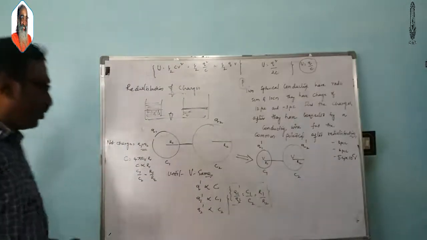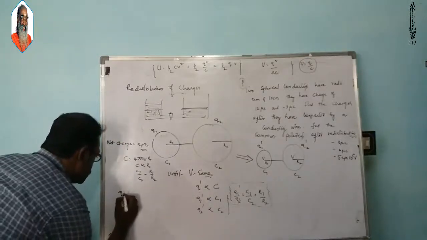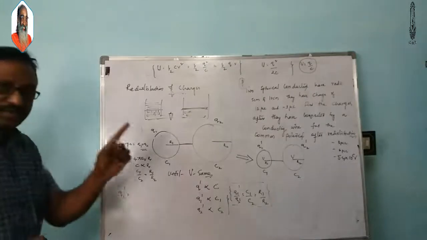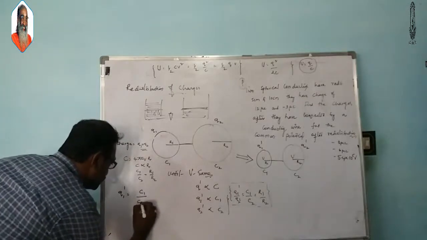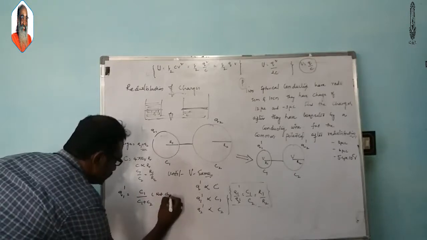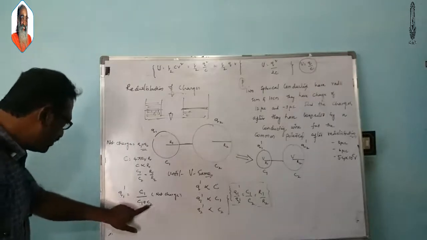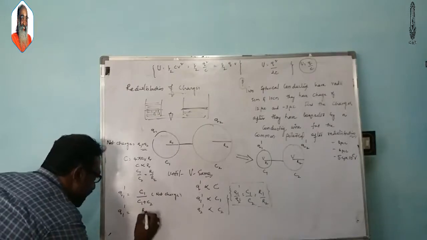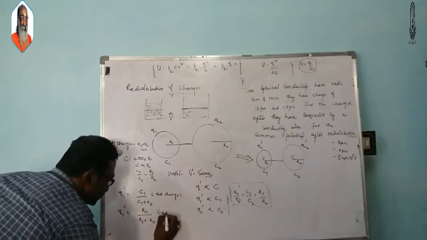So now, what is the new amount of charge? If you are writing in terms of the capacitance, Q1 dash is equal to C1 by C1 plus C2 into the net charge. If you are writing in terms of radius, it is R1 by R1 plus R2 into the net charge.